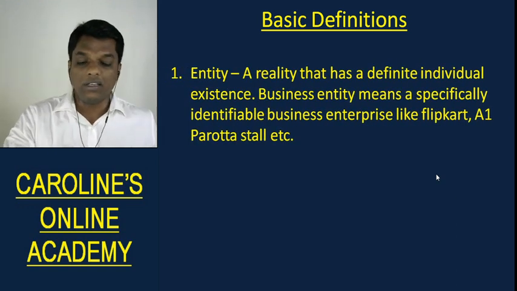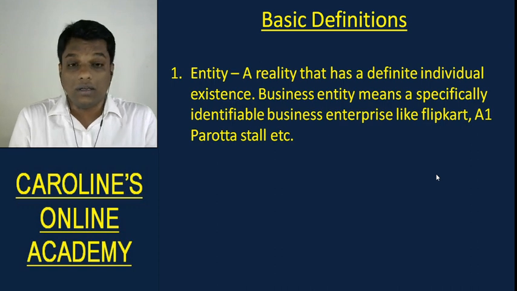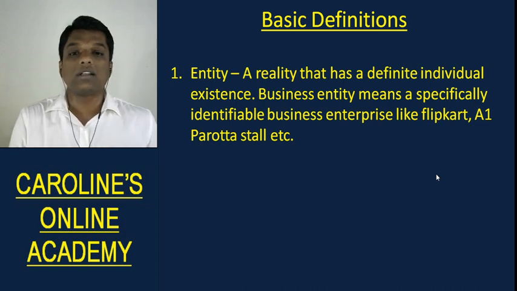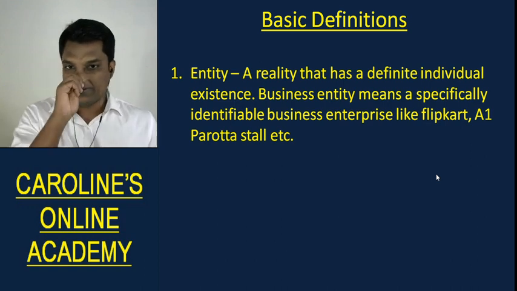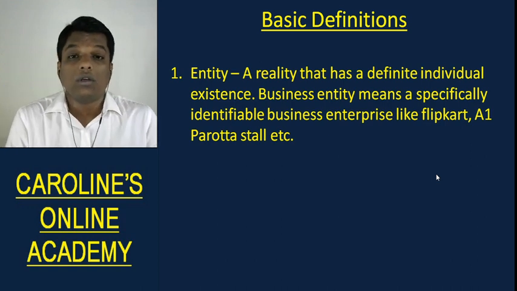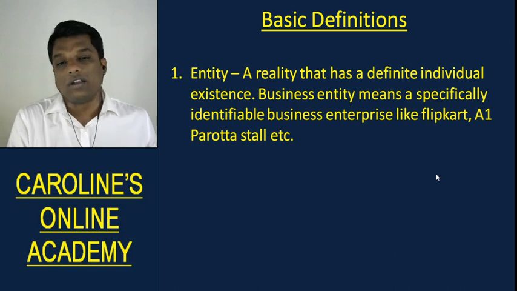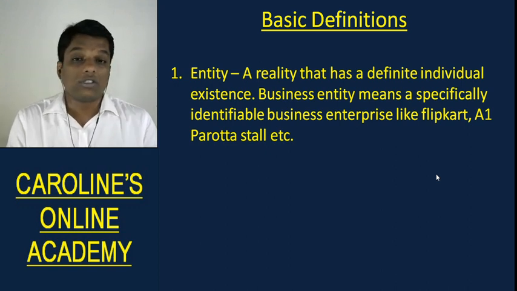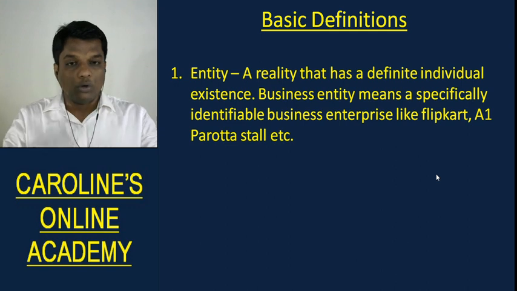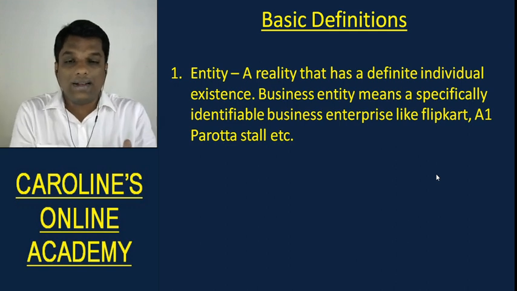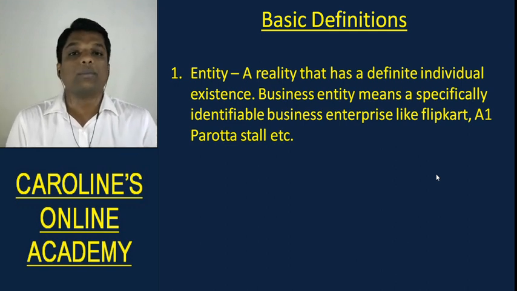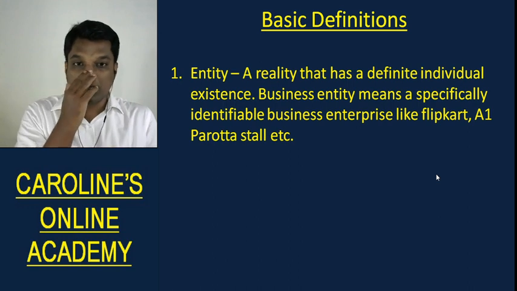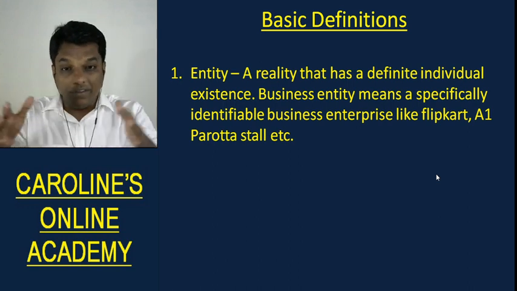By entity, we mean a reality that has definite individual existence. That is something that is separate from the others and is real, is an entity basically. For instance, in a school, probably every classroom is an entity. Understood? Because the classroom is separately identifiable. When you look at the organization called school, in that a classroom is separately identifiable, and therefore that is a separate entity within the school.